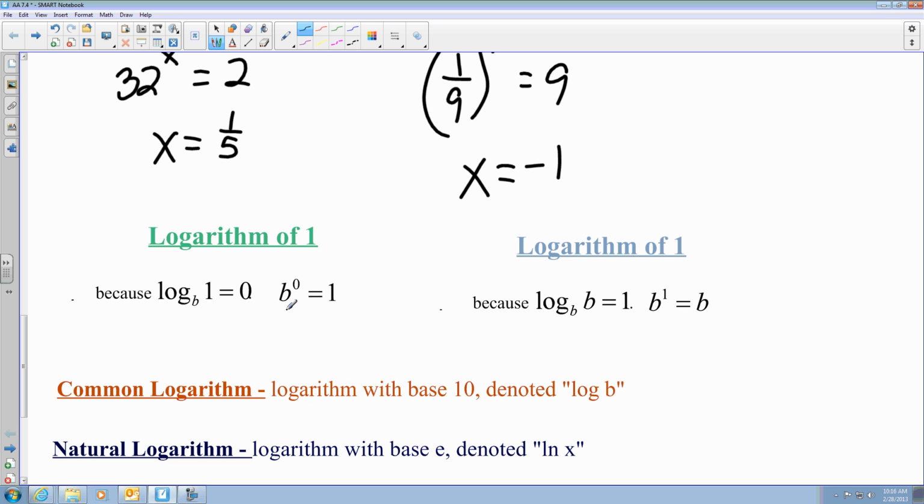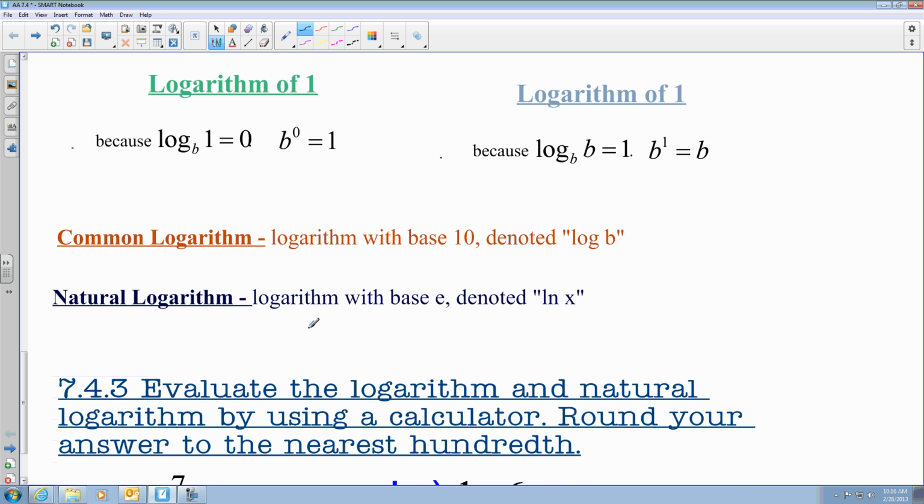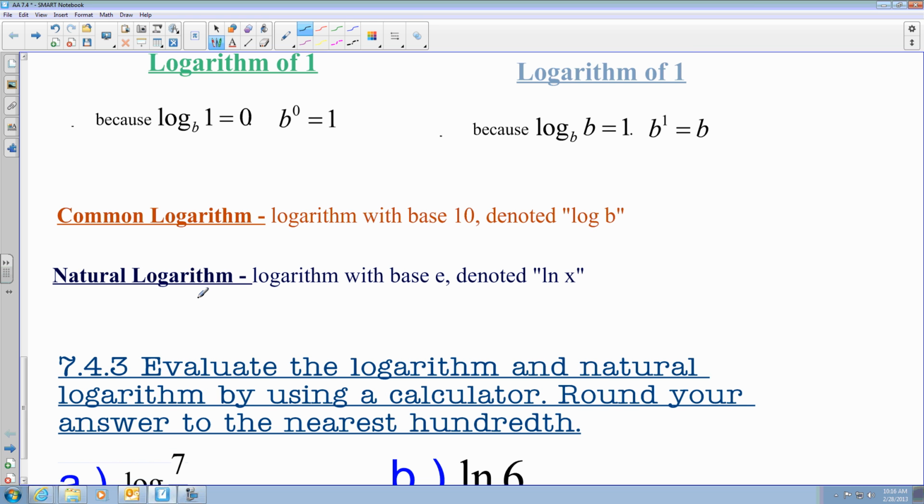So this is the basis for logarithms, and it breaks down into two common types. We have common logarithms, where our logarithm is at base 10 and is just denoted as log of b. So anywhere we've been having something like log base 5 of 25, that means our base is 5. Anytime you see something that's just log of 25, we automatically assume that our base is 10.